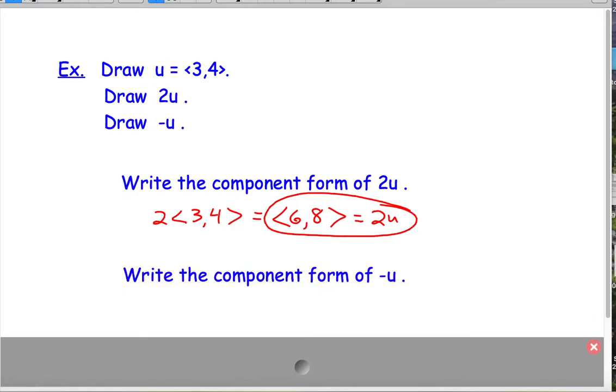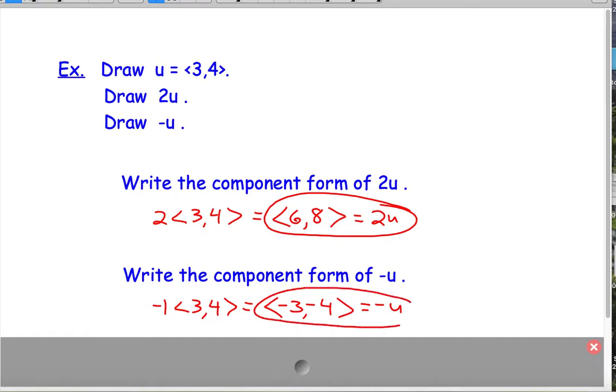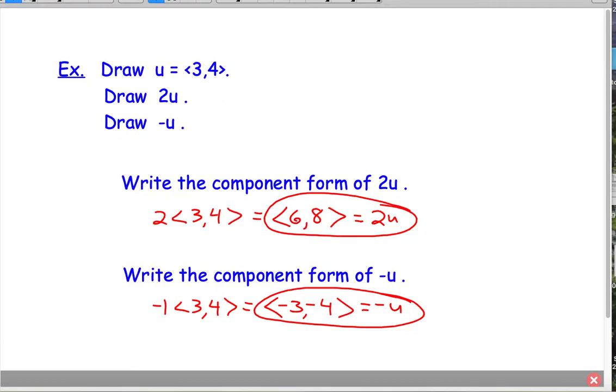How about -u? Same idea. Think of it as -1 times the vector 3, 4. And obviously we're going to get, as we saw in the picture, -3, -4. So having it in component form allows us to do some operations, and we don't even need to look at the graph, which is quite handy.